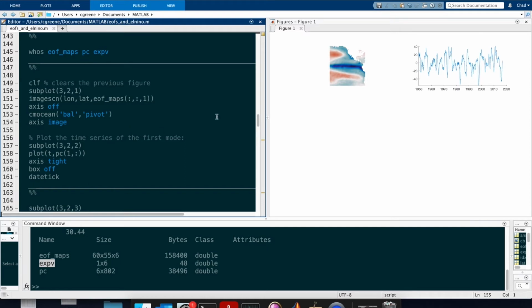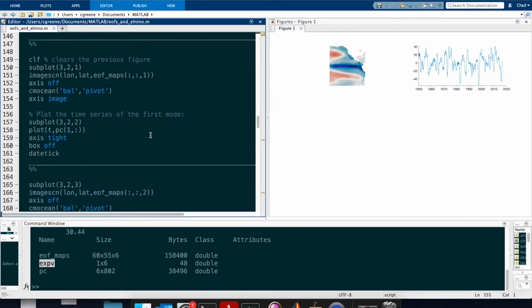In this left corner, we have a map of the very fundamental mode of variability in the deseasoned, detrended sea surface temperature data. And on the right-hand side, that's the time series corresponding to that mode. So what this tells us is that at any point in time, if we want to know how much this mode is contributing to the overall sea surface temperature anomaly for that given time, you just multiply this map by this time series at that time.